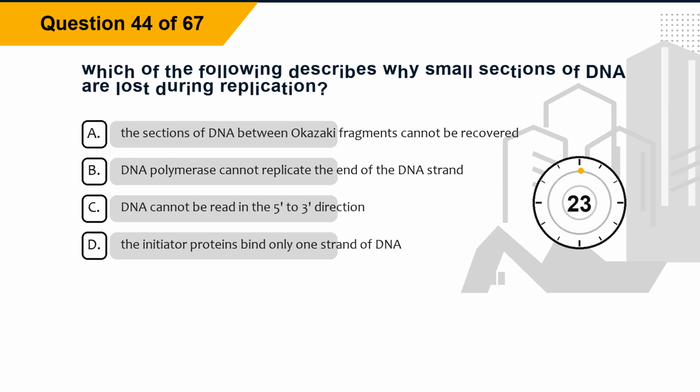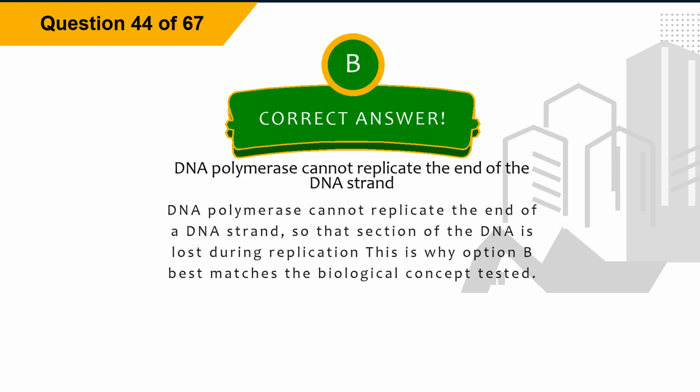Question 44. Which of the following describes why small sections of DNA are lost during replication? Option A. The sections of DNA between Okazaki fragments cannot be recovered. Option B. DNA polymerase cannot replicate the end of the DNA strand. Option C. DNA cannot be read in the 5' to 3' direction. Option D. The initiator proteins bind only one strand of DNA. The correct answer is option B. DNA polymerase cannot replicate the end of the DNA strand.